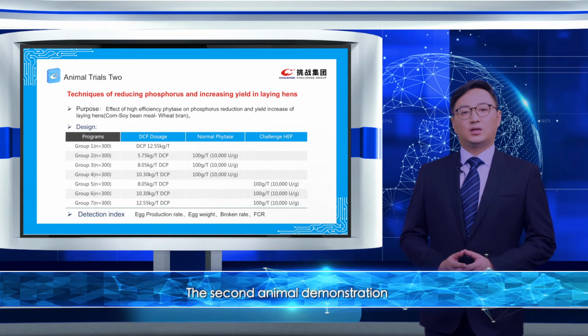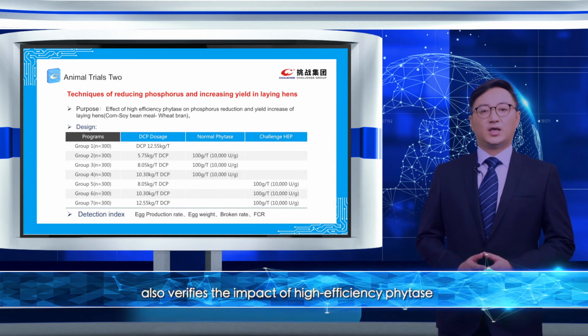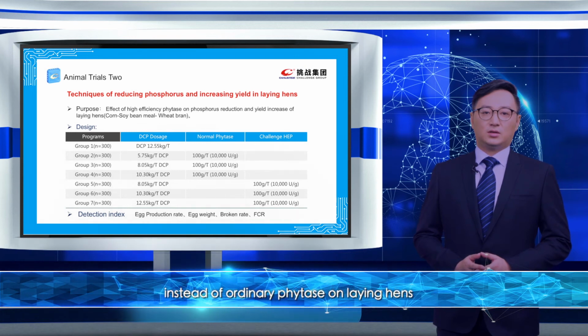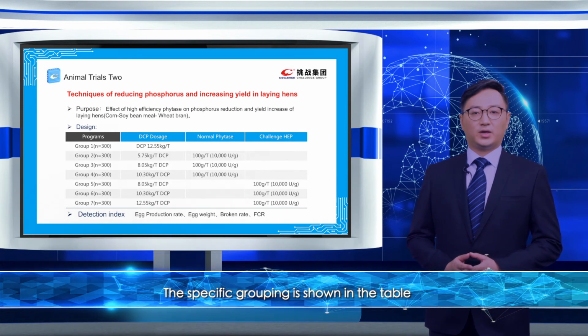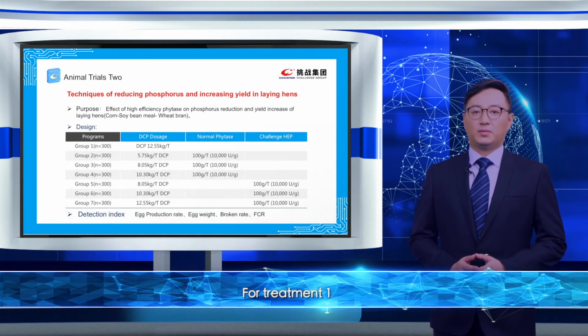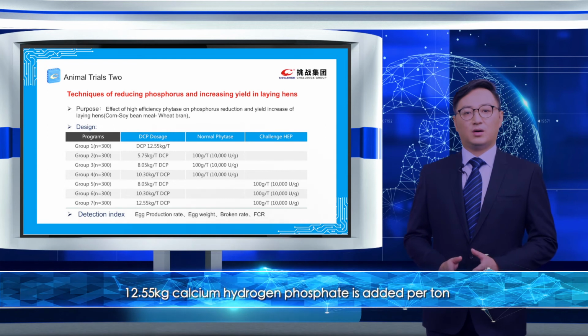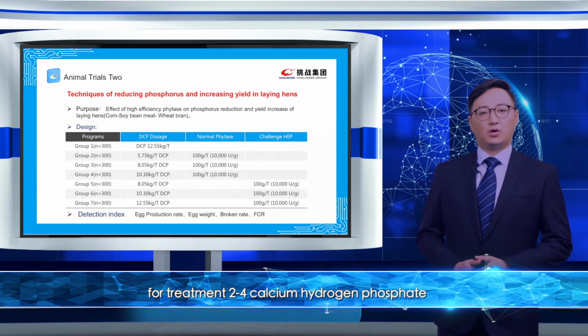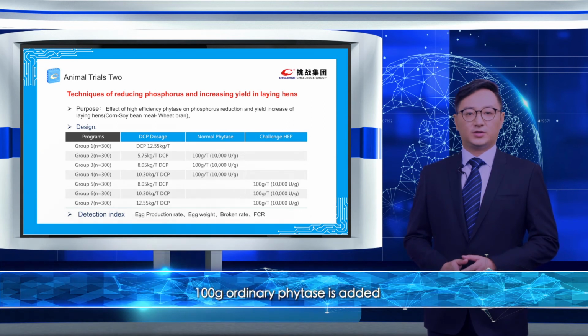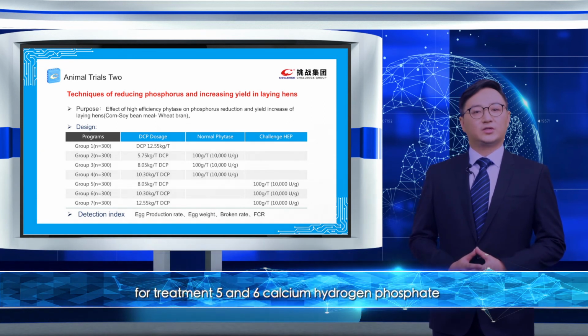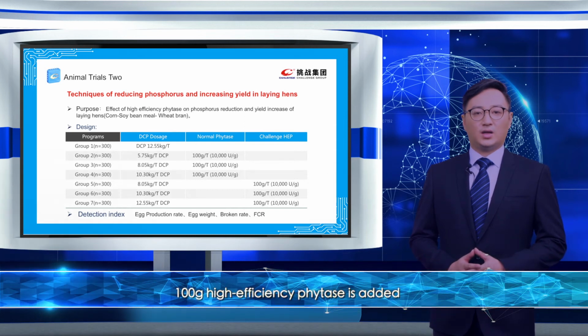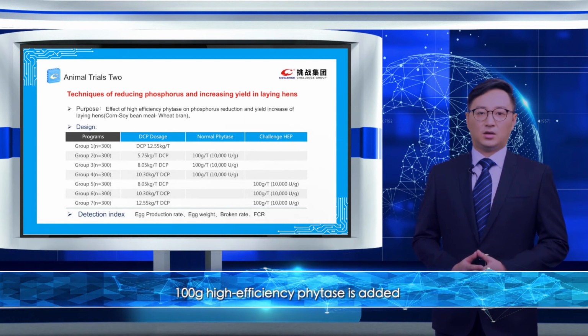The second animal demonstration also verifies the impact of high efficiency instead of ordinary Phytase on laying hens. The specific grouping is shown in the table. For treatment 1, 12.55 kg DCP is added per ton. For treatment 2 to 4, DCP 100 ordinary Phytase is added. For treatment 5 and 6, DCP 100 gram high-efficiency Phytase is added. For treatment 7, DCP 100 gram high-efficiency Phytase is added.